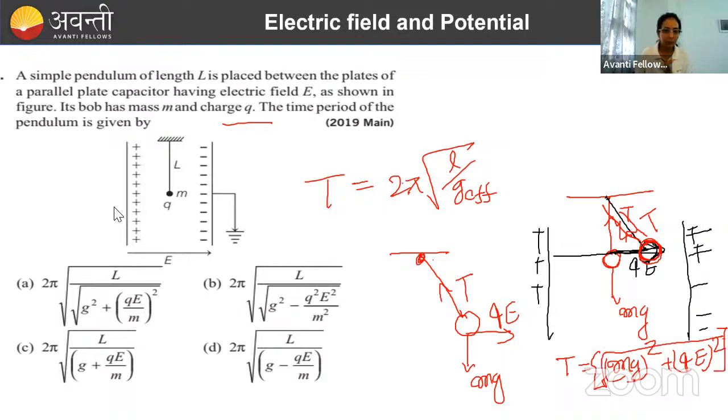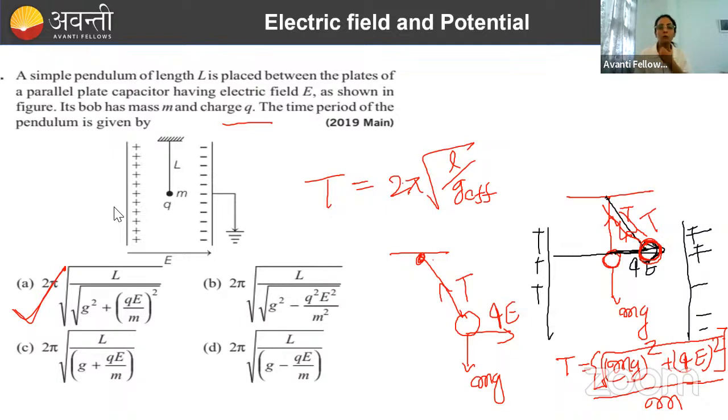Whatever force you are getting, divide that by mass. That will give you g effective. So here the g effective value will be root under (mg)² plus (QE)², divided by m. So it is going to be root under g² plus (QE by m)². So the correct answer will be option 8: 2π√(L/g effective).